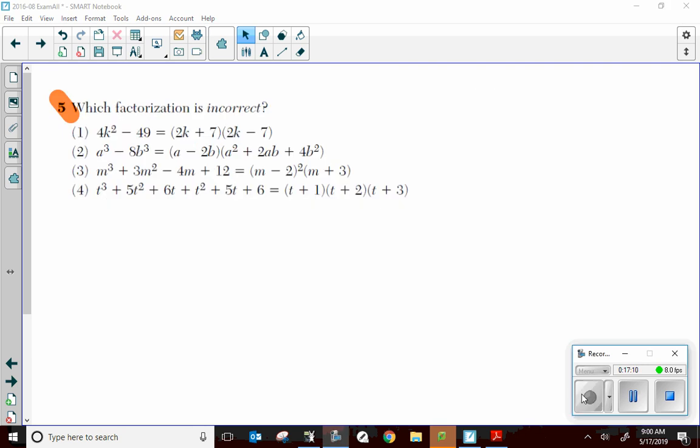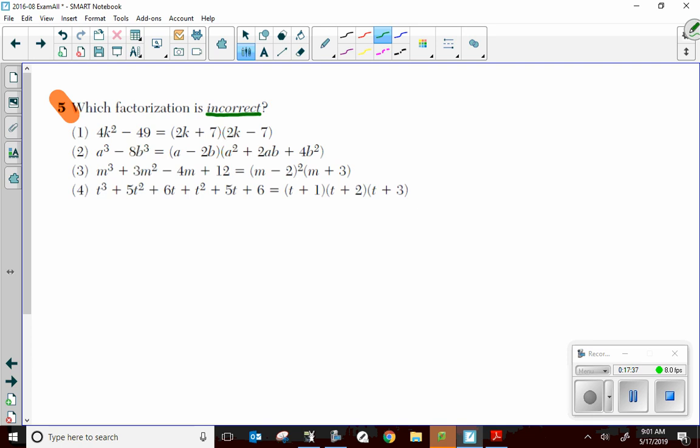Number 5, another algebra problem. Which factorization is incorrect? I don't know about you, but my students, when they see an italicized word, you think they would spend more time absorbing it. They don't. It's like they don't even see it. It's like italics is some sort of font where we try and hide the word. Because 3 of these are going to be correct. 1 is not going to be correct.